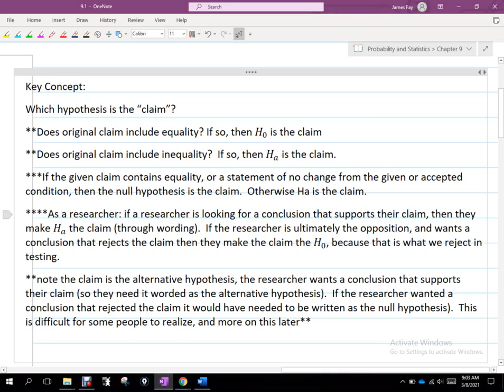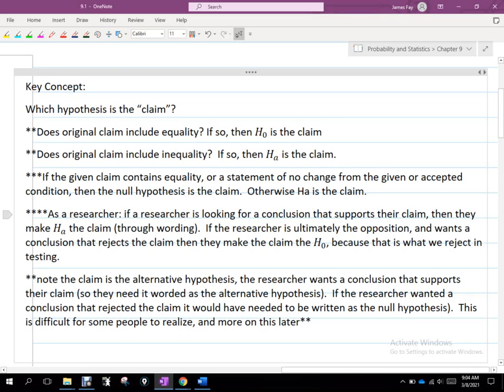So as a researcher, if a researcher is looking for a conclusion that supports their claim, let's say I'm a researcher. I make the claim that there is not 32 ounces in this bottle or these bottles, and I want evidence to support that. Then I'm going to make my alternative hypothesis the claim, because I can structure the wording as I see fit.